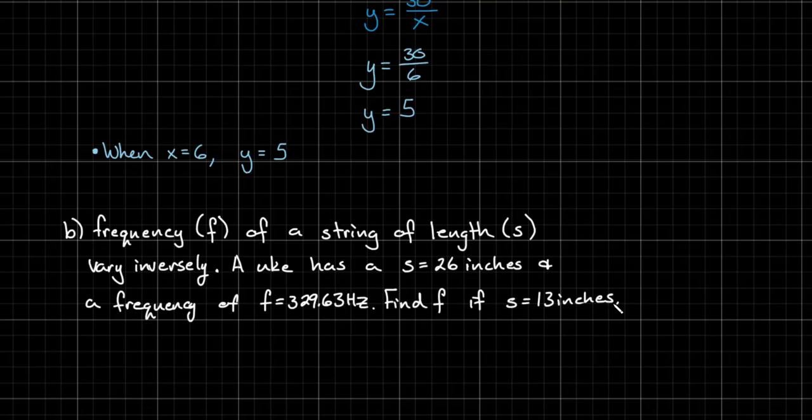But if we want to be able to write a model out for this, we need to automatically be able to just jump right in and say, well, here's the model that we can use. Right off the bat, this varies inversely statement right here is what we really need. If I wanted to write this model, I can say that f is equal to what? If we want to use inverse variation like we did on the previous example. K over s. So frequency f varies inversely with some constant k to the length of the string.